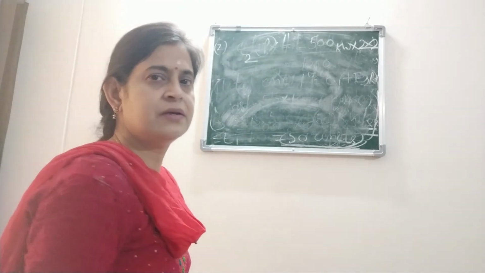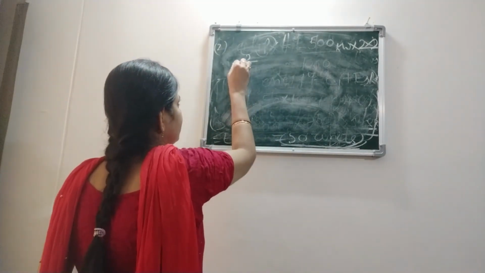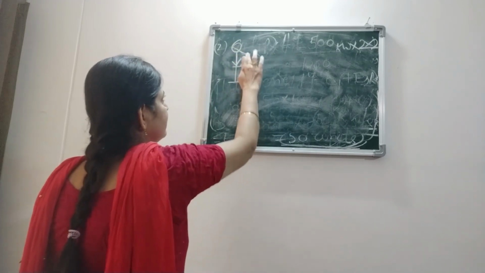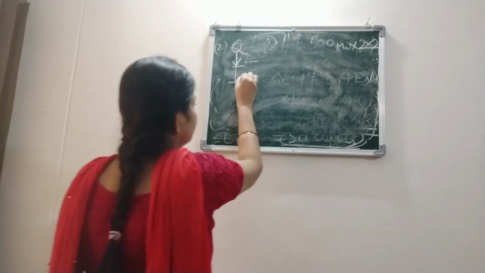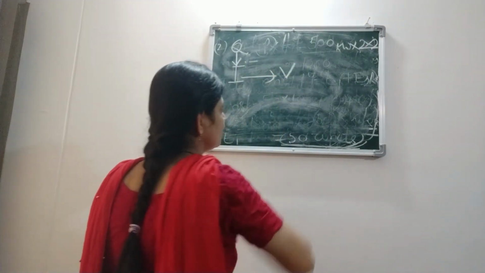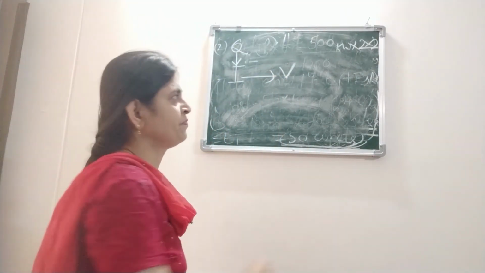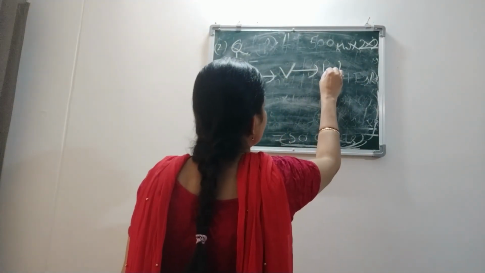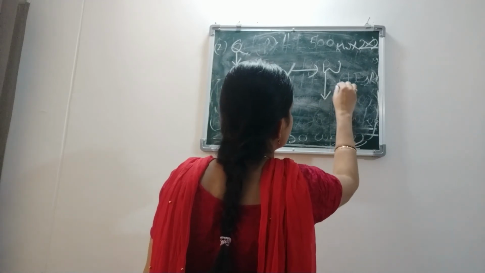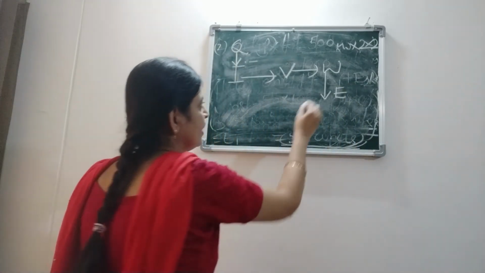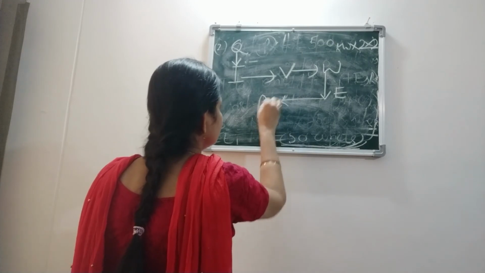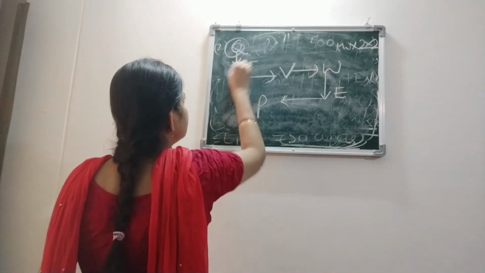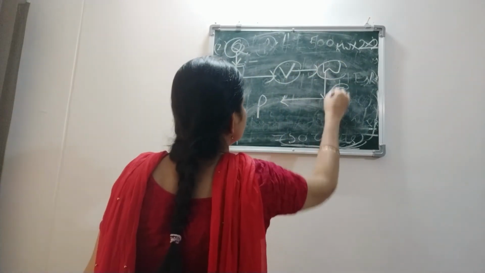So here first we discuss charge, then electric current, then current is related to potential or potential difference, and potential is related to your work done, and work done is related to your energy, and energy is related to your power. So all these quantities are linked with each other.